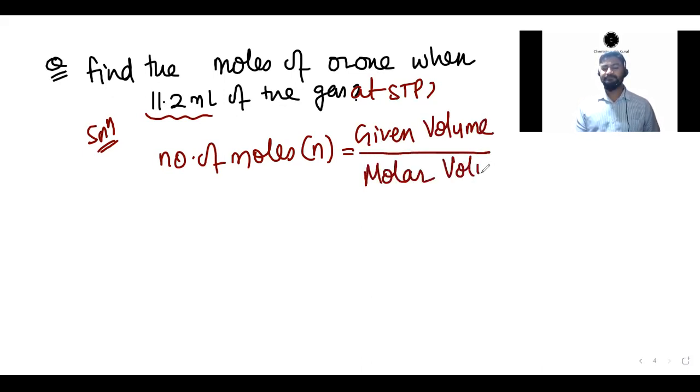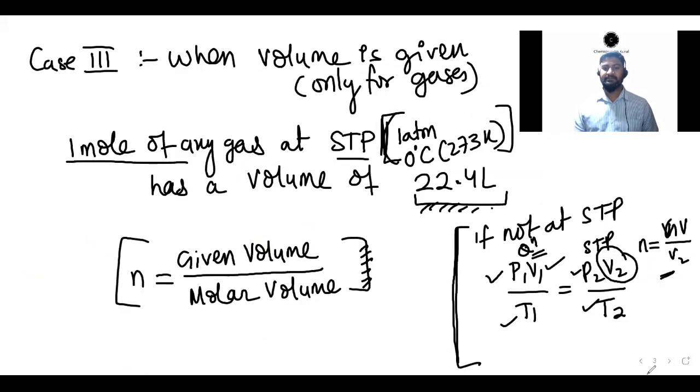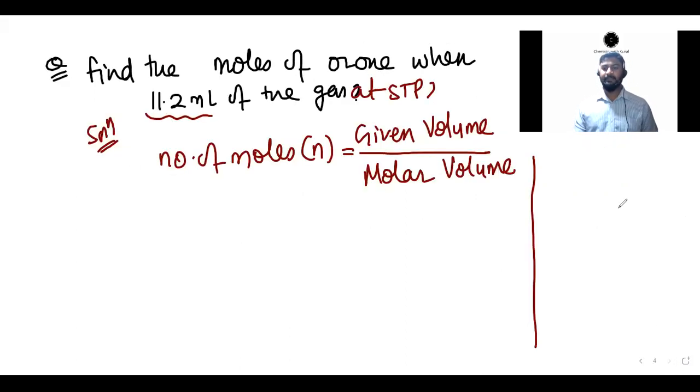What is molar volume? Volume of gas at STP. I might have told you this already. See, what's molar volume? This volume is called molar volume, because what is molar mass? Mass of 1 mole of molecule. Similarly, what is molar volume? Volume of 1 mole of a substance. That's it. So molar volume at STP is of course 22.4 liters.